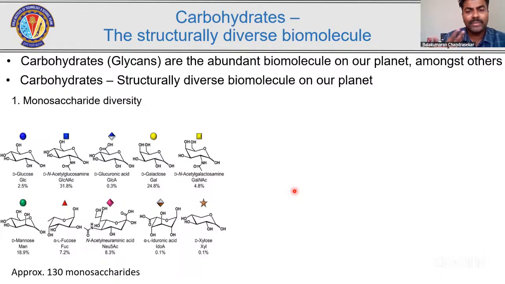So what determines the biodiversity of these polysaccharides? There are three important factors. One is the monosaccharide diversity. There are different types of monosaccharides reported so far for carbohydrates. That includes glucose, mannose, galactose, I can name them continuously. There are approximately 130 different monosaccharides found on our planet Earth. That itself gives a huge diversity for carbohydrates.